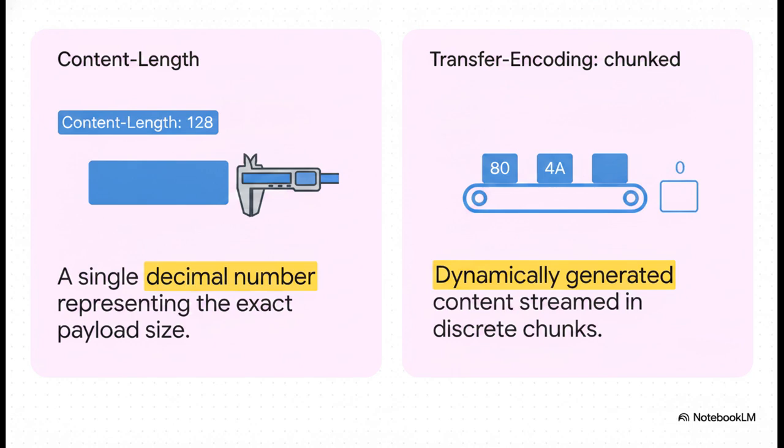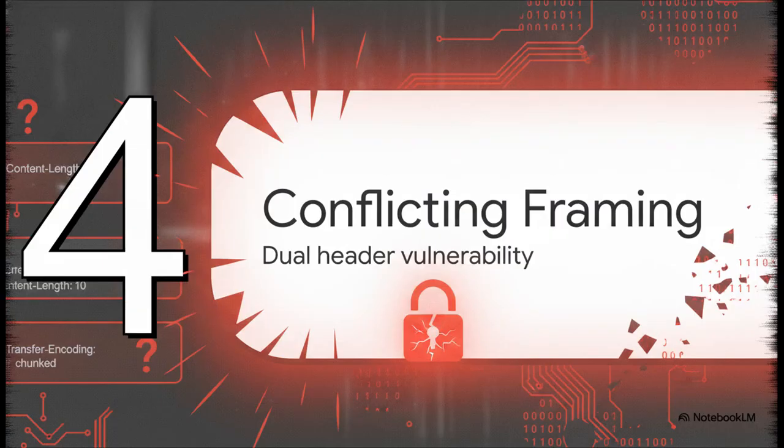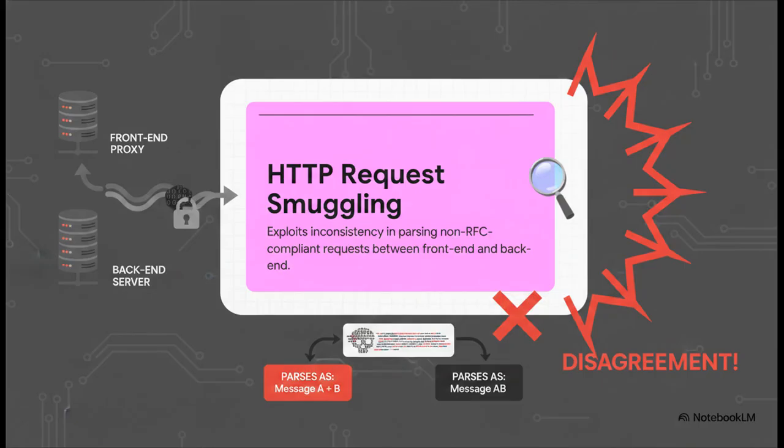is practically inviting disaster. Which leads us straight into Section 4, conflicting framing mechanisms in the architectural vulnerability of dual headers. This right here is the core of our security focus today. Having two perfectly valid but completely different ways to dictate the length of a message creates a super dangerous ambiguity.